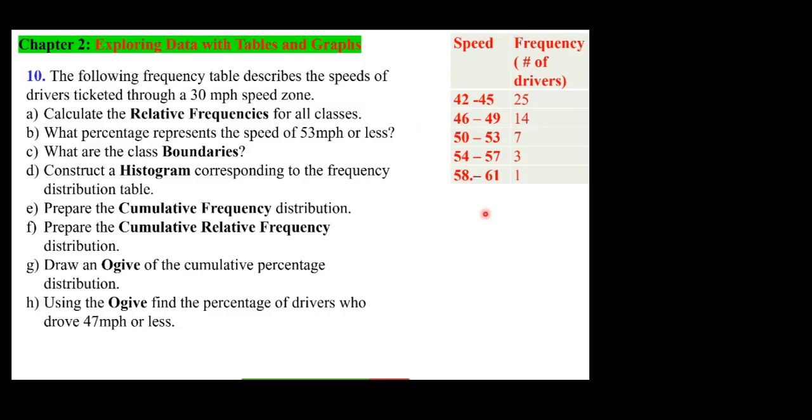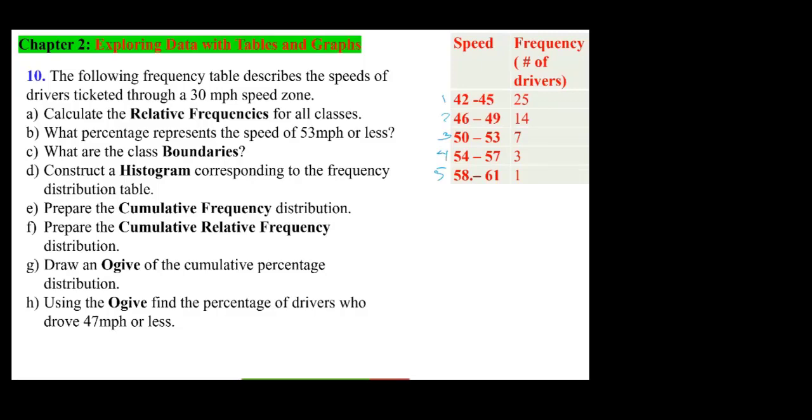So the following frequency table describes the speed of drivers ticketed through a 30-mile-per-hour speed zone. So it was a 30-mile-per-hour speed zone, and these people got ticketed. Between 42 and 45 miles per hour, there were 25 drivers, 46 to 49, 14, and so on and so forth. By the way, before we move on to the next page, I want to make sure that everybody understands. If I'm looking at this one, number one, I have 1, 2, 3, 4, 5 classes.